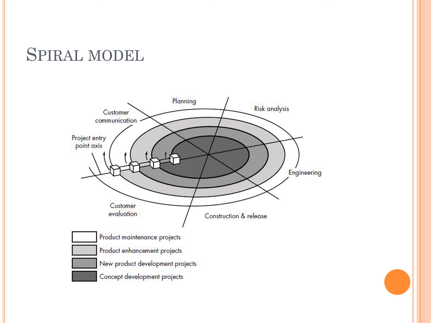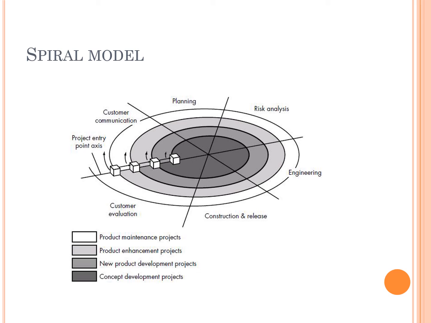Then next comes the spiral model. It is a categorization under the iterative model. The spiral model combines the idea of iterative development with the systematic controlled aspects of the waterfall model. It is a combination of the iterative development process model and the sequential linear development model, the waterfall model, with a high emphasis on risk analysis. It allows incremental releases of the product or incremental refinement through each iteration around the spiral.